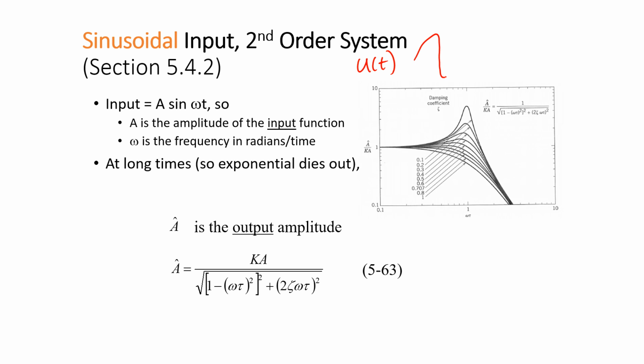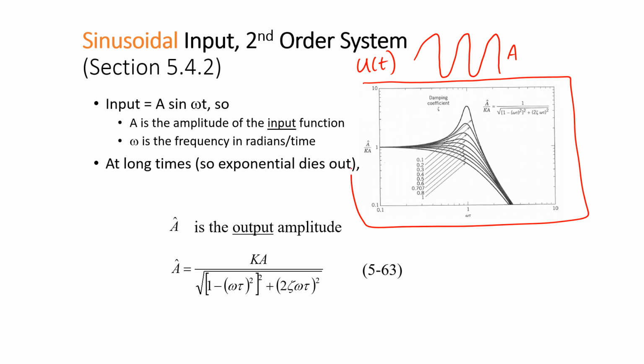And let's say that is oscillating with a certain amplitude, amplitude A. Then we can compute what the amplitude is after a long time, after the exponential term dies out and it has reached a steady oscillation for the input and the output. We can know what the amplitude of our output is going to be by using this chart, for example. Okay, so we have an omega times tau right there, and then these are the damping coefficients right here.